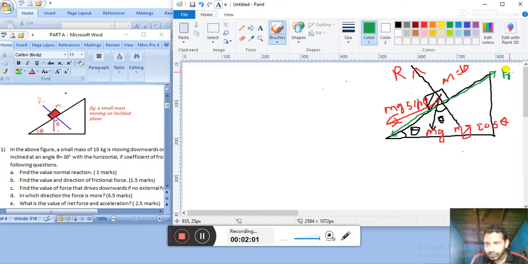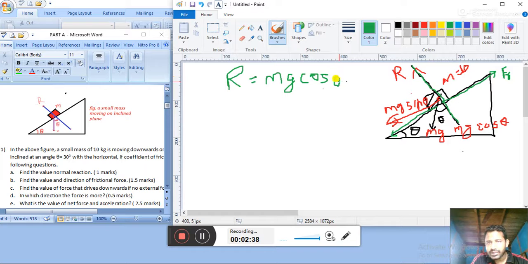Okay, now read the question. What does the first question say? What is the value of the normal reaction? Now see, the normal reaction is R. What is the value of R? Now you can tell me. R equals, see the figure, you can write mg cos theta, because R is balanced by mg cos theta.